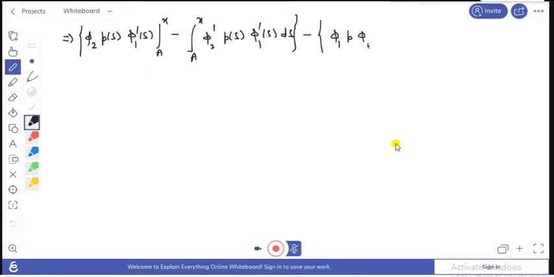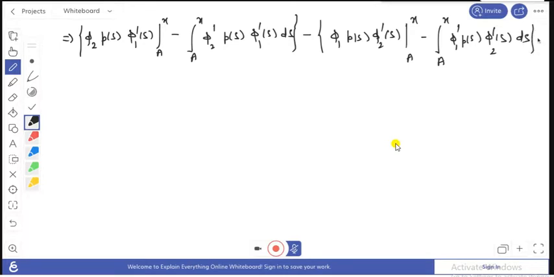This is phi 2, this is p function of s, and this is phi 2 prime s, and limits are a to x, and then minus the integral a to s, and this one phi 1 prime ps. We have to do only this simple integration. You have to solve this integral. This is phi 2 prime s, and this is ds, and that equals 0.